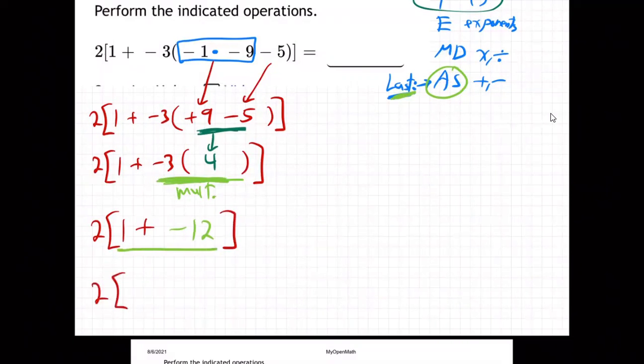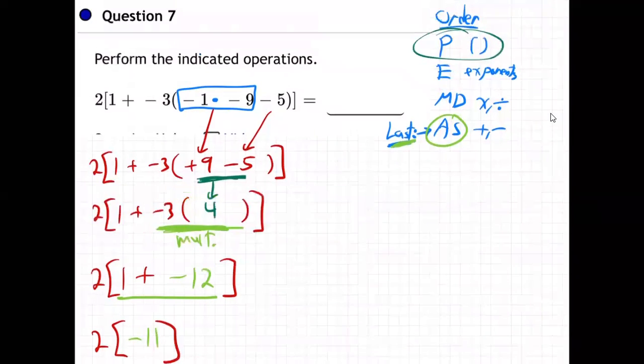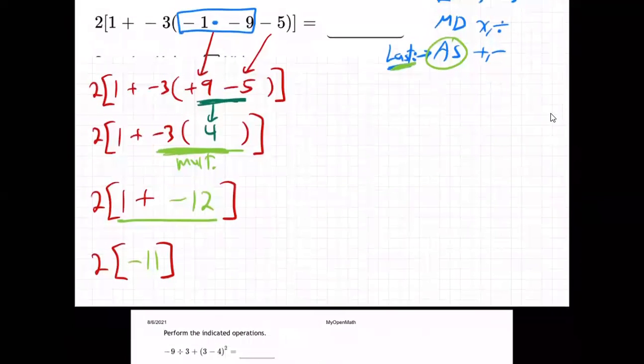1 minus 12 is -11, right? Good to there, right? If you gain $1 and lose 12, -12 is a loss. Positives are gains, negatives are losses. If you gain $1 and lose 12, you lost 11.